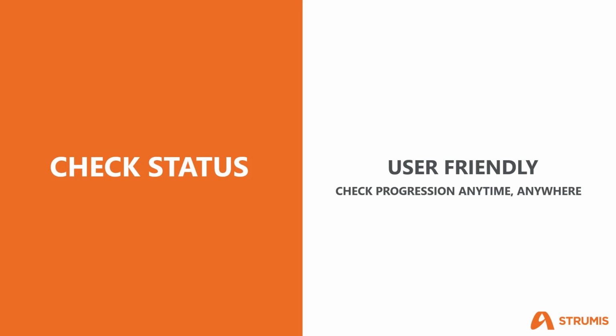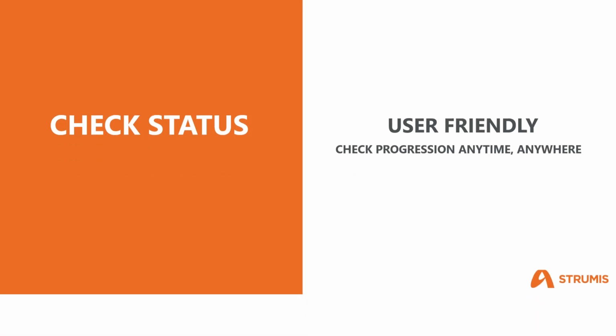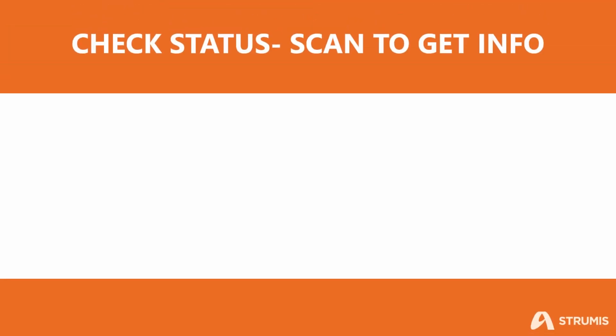The last piece of new Mobility app functionality we'll be focusing on today is check status. This is another simple concept, but we had to figure out a way to make this as user-friendly as possible. You can now scan any barcode produced by STRUMIS and get the current status of the related item.